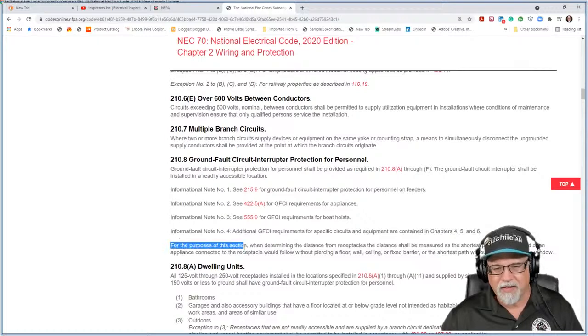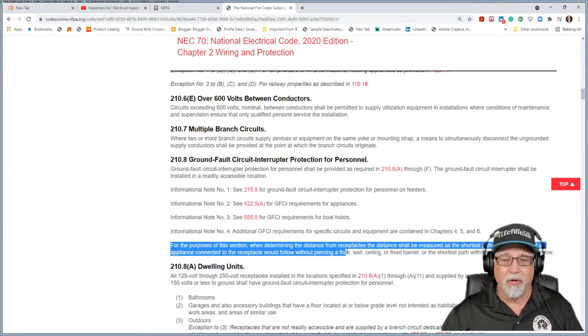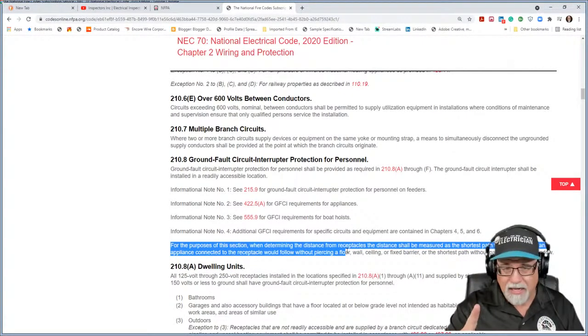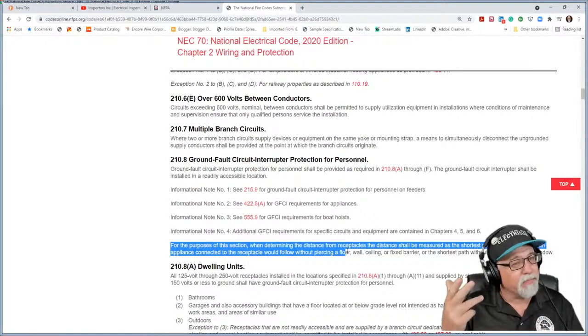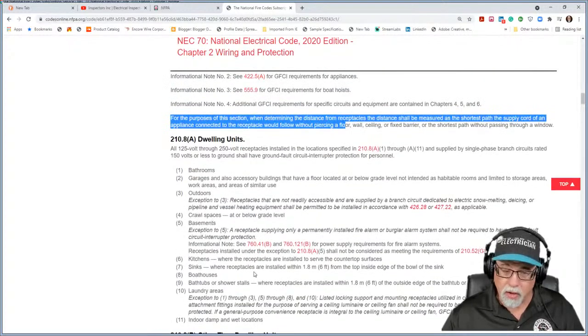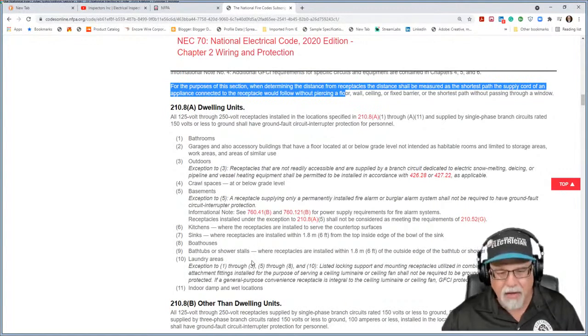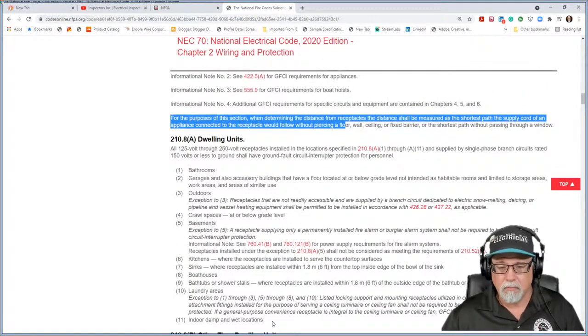For the purpose of determining this section, the distance to receptacle shall be measured the shortest path that a supply cord of an appliance connected to the receptacle would follow without piercing a floor, a wall, a ceiling, or a fixed barrier, or the shortest path without passing through a window. So it's basically as the crow flies, because that's how you would pull the cord. Get it? All right. So anyway, there's a lot more than just being associated with water here. But again, I wanted just to point that out so that you understand that. Okay. Back to the video.